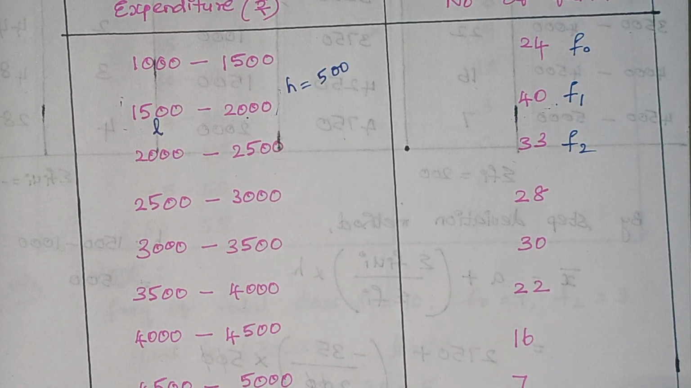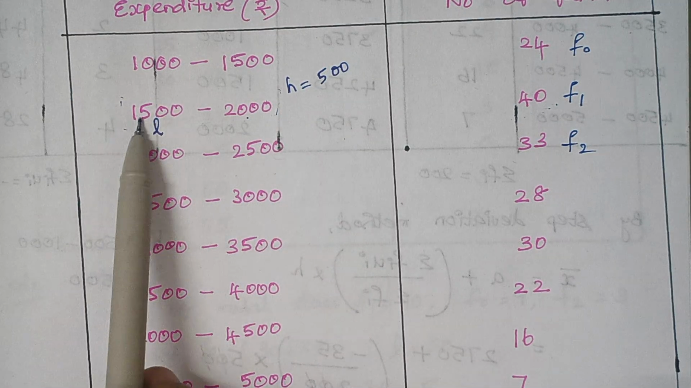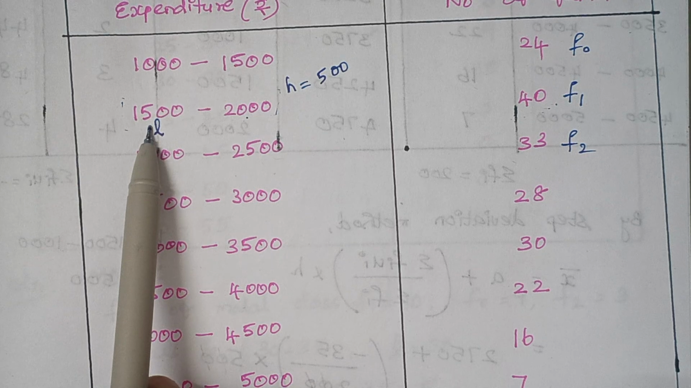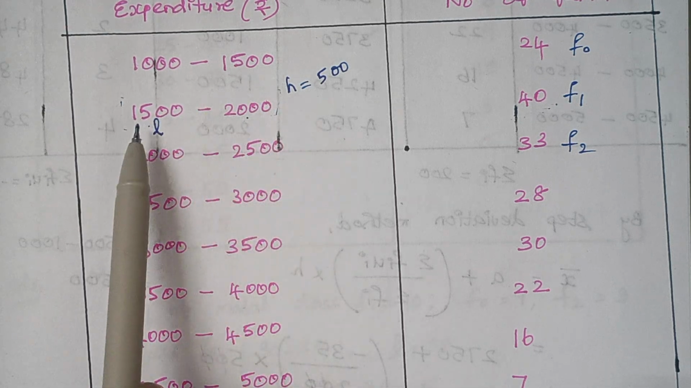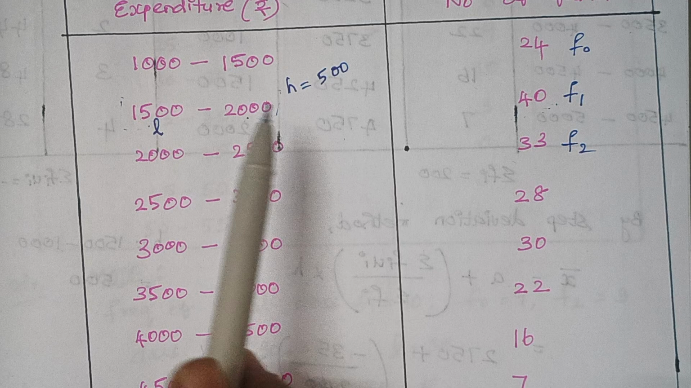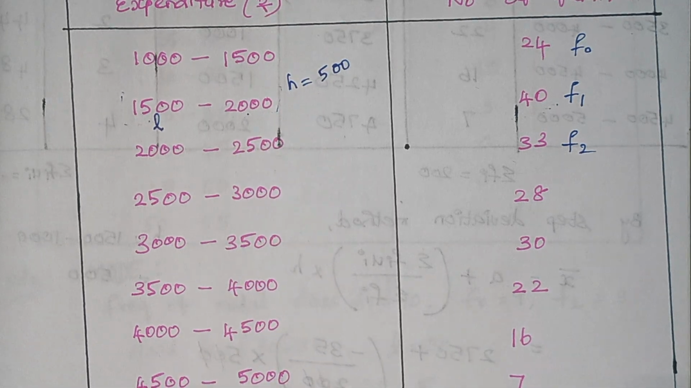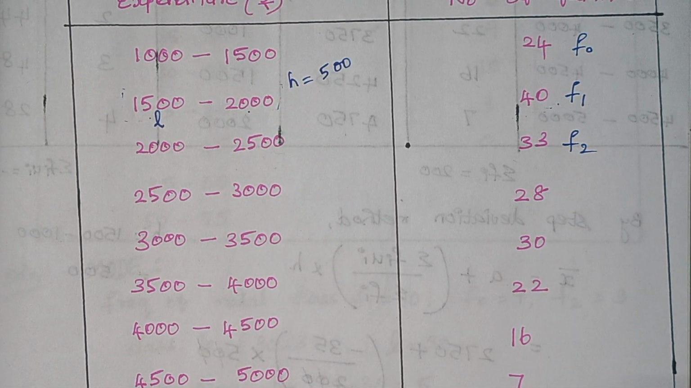Now this answer, 1847, lies between these two intervals, okay? Say yes or no: 1800 lies between 1500 and 2000. So therefore your answer is right. Now we are going to find the mean.